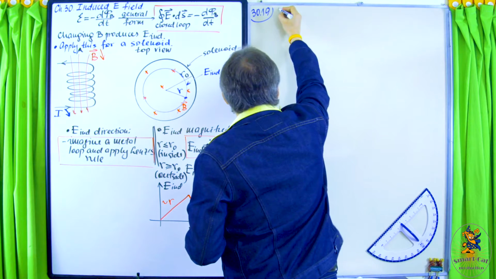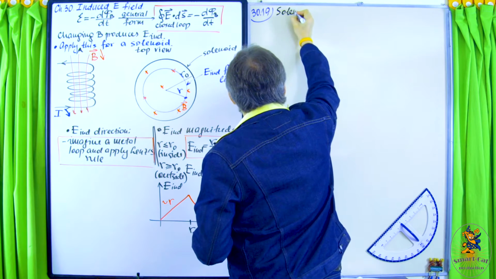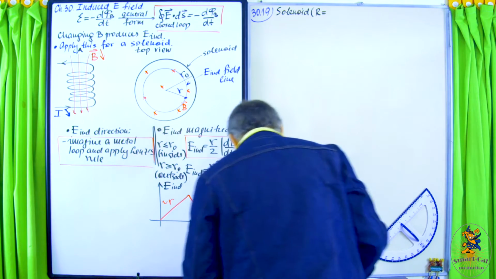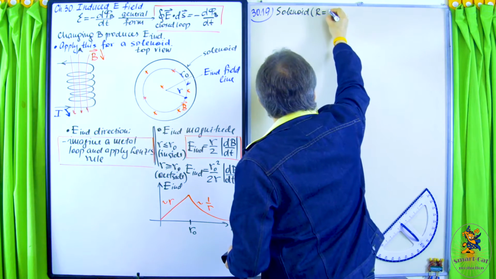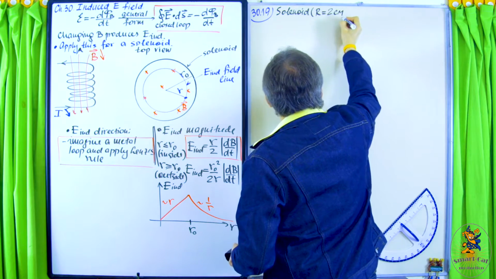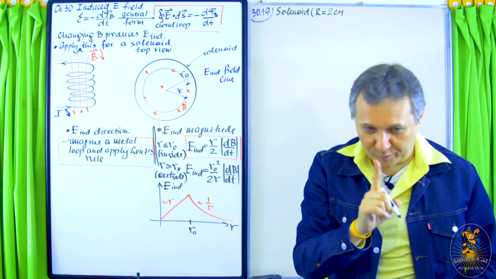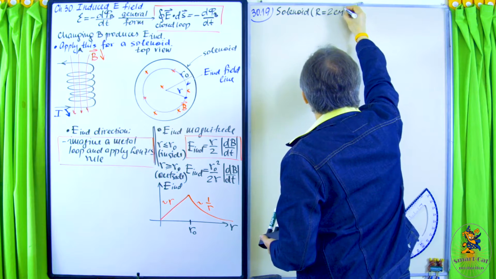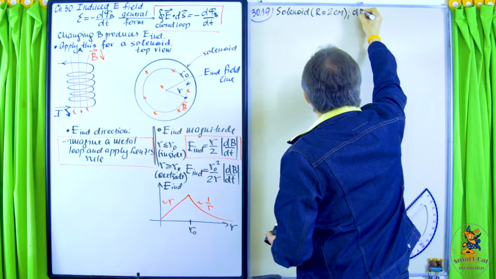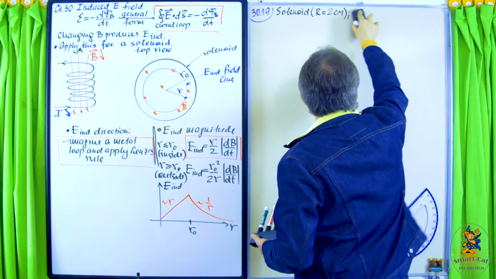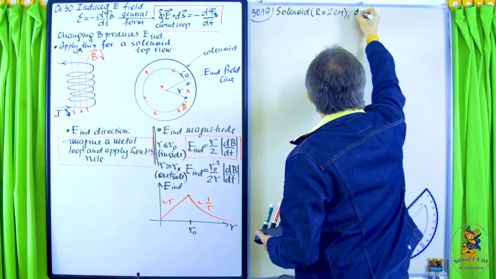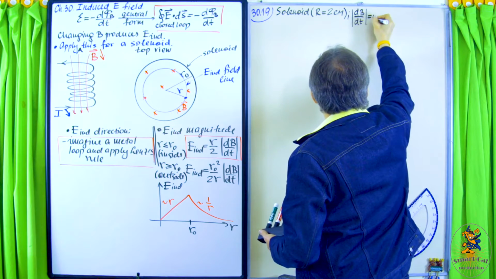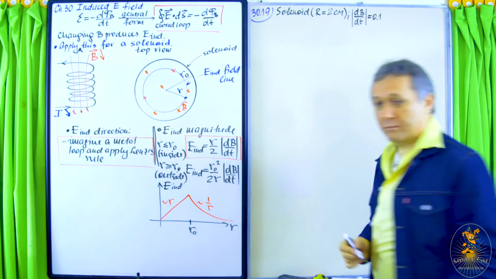So we have a solenoid and some parameters. The radius is given as 2 centimeters. Of course, at some point you'll have to convert to meters. Then the rate of change of the magnetic field is given, absolute value. Oh, that's an ugly d. Let me change it. The absolute value of dB over dt equals 0.1 units.